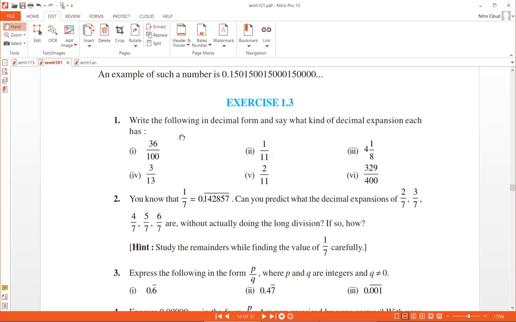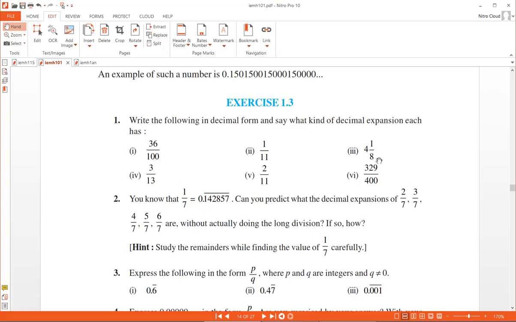So let's come on to the exercise. Write the following in decimal form and say what kind of decimal expansion it has. So this will be a terminating decimal expansion. You already know, because the denominator is in the power of 2 and 5. This will be recurring. So it is going to be a rational number, but it is recurring, and the number of digits which will repeat will be less than 11. We saw that in the 1 by 7 example that we did. Number of digits which were repeating were less than 7. So here the number of digits will be less than 11.